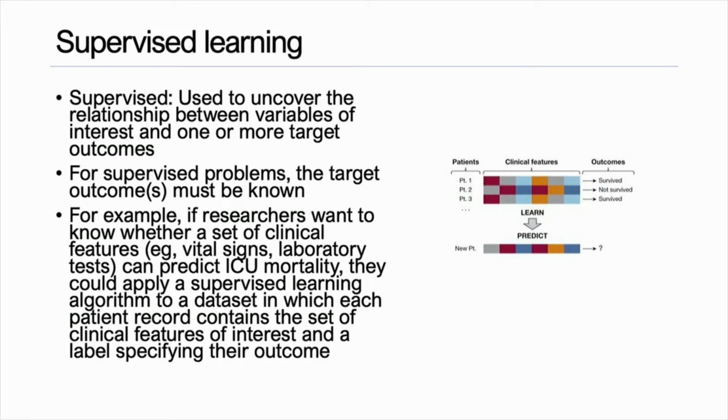So if, for example, researchers want to know whether a set of clinical features, so vital signs and laboratory tests, can predict ICU mortality, they can use a supervised learning algorithm where each patient record already has the outcome. So in the case of ICU mortality, you would already know if the patient survived or didn't survive. Then you would use that to train the algorithm to predict, if you have a new patient with those set of features, well, what would the outcome be for that patient?